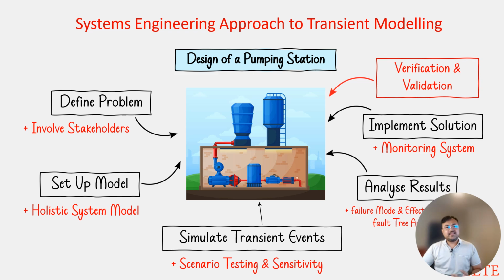Second, instead of setting up isolated models, systems engineering encourages the creation of a holistic system model that takes into account the interactions between different components. If we understand how each part of the system interacts with others, we can simulate more realistic transient events and better predict their impacts. The third is that a systems engineering approach involves extensive scenario testing and sensitivity analysis rather than just simulating a few scenarios.